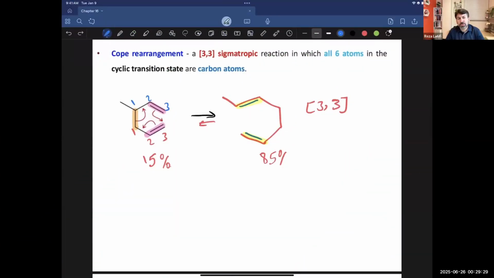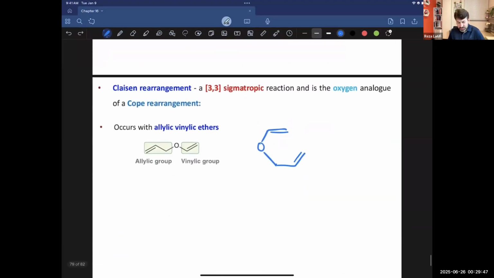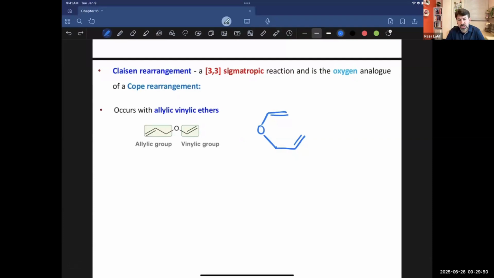As I mentioned before, the Cope reaction is a 3,3-sigmatropic reaction that has 6 carbon atoms involved in it. The question is, can I replace one of those 6 carbon atoms by another atom and get such a rearrangement? The answer is yes. You can replace one of the carbon atoms by oxygen and still have technically a Cope rearrangement. But we have a specific name for it, and we call it the Claisen rearrangement.